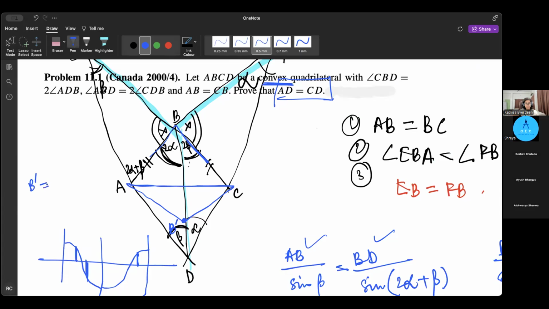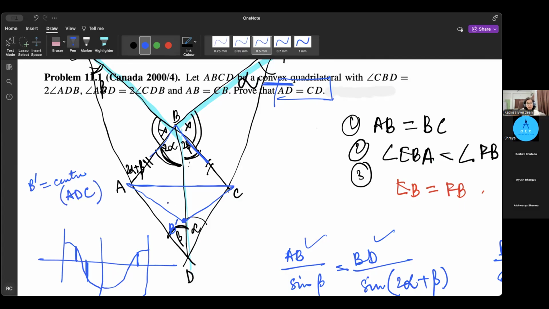Because angle AB dash C is equal to twice the angle ADC, and AB dash is equal to B dash C. How? Because AB is equal to BC. Oh, you mean AB dash equals B dash C, right? Yes.